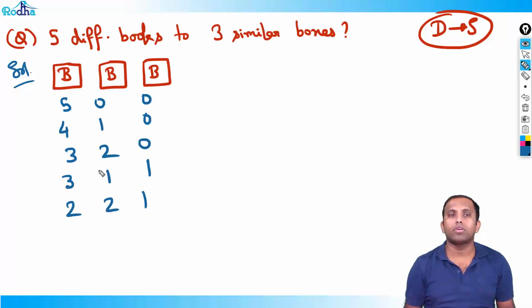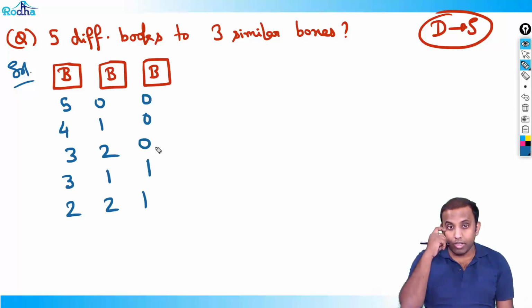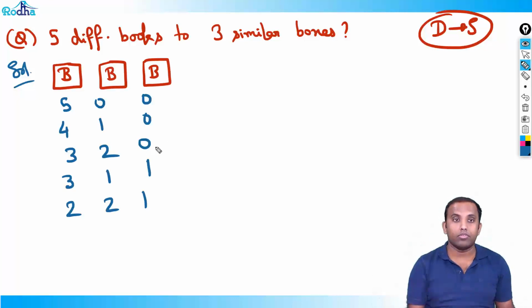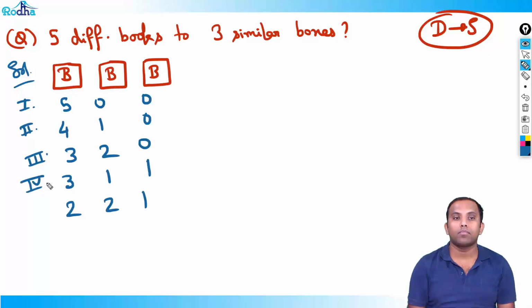We don't have to shuffle, because again the boxes are identical. 5 0 0 is same as 0 0 5. So these are the cases, I think. Yeah, fine, this is 5 cases: first case, second case, third case, fourth case, and fifth case.